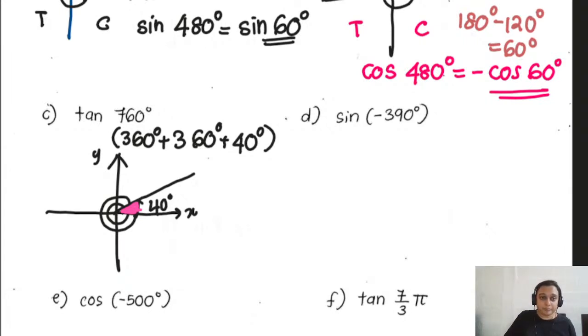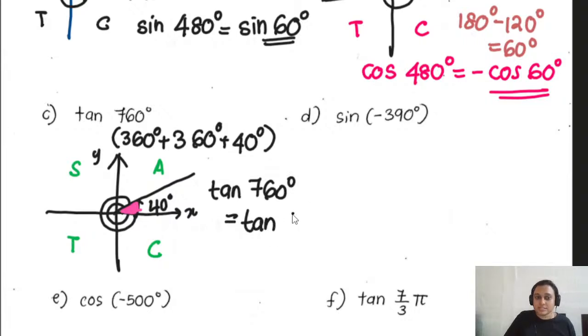So all science teachers crazy, therefore all is positive there. Okay, very easy for us. So tangent 760 sama dengan positive tangent 40. So just double check in your calculator. Betul ke salah? Tangent 760 tangent 40. Same answer. Okay, clear?